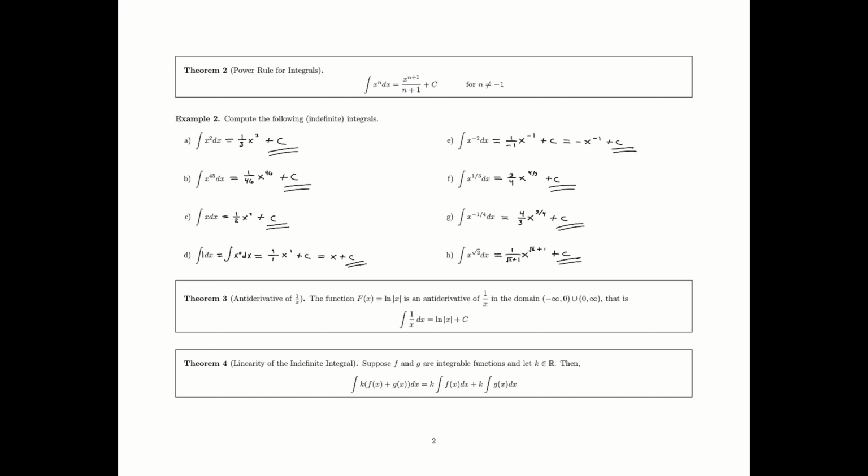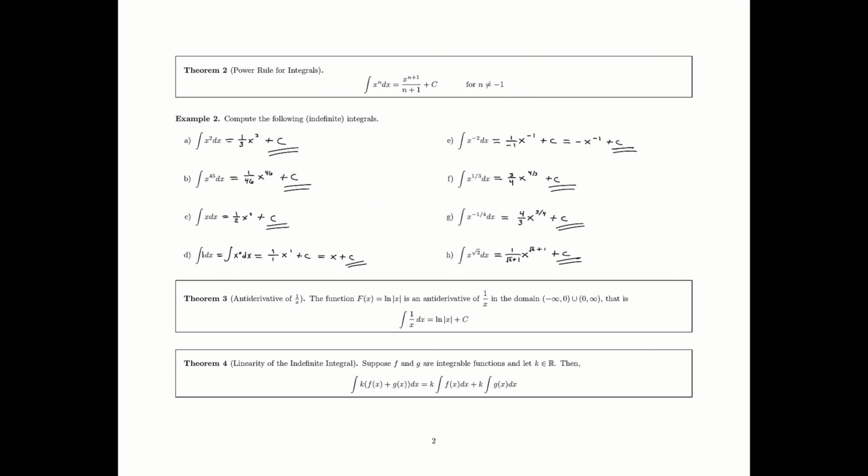All right, next two theorems that we have here. Theorem 3 is the antiderivative of 1 over x. This is sort of the exception. Remember up here the power rule doesn't apply for n equals negative 1. And if n equals negative 1, then x to the n is x to the negative 1, which is 1 over x. So this covers everything except for x to the negative 1, which is algebraically the same as 1 over x. So this rule right here talks about that case.